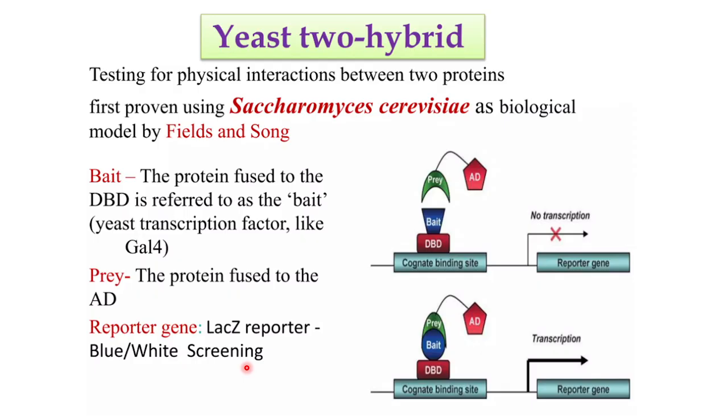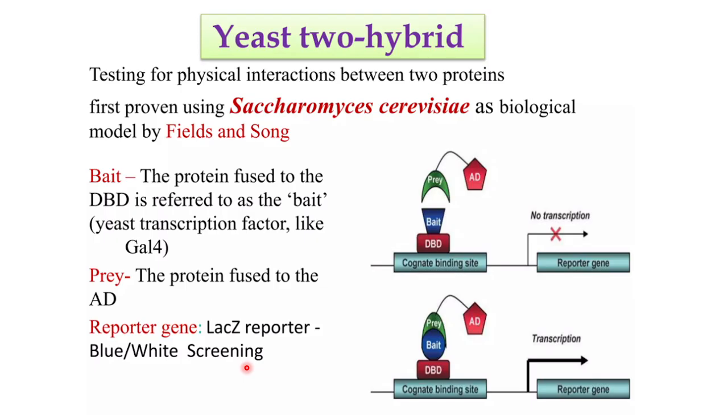So the yeast two-hybrid system is for testing the physical interactions between two proteins using Saccharomyces cerevisiae as a biological model, by Fields and Song. It includes a bait, a prey, and a reporter gene. The bait is the protein that is fused to the DBD, the DNA binding domain of a yeast transcription factor like GAL4. It binds to the cognate DNA, and then you have a prey, the protein that is fused to the activation domain.